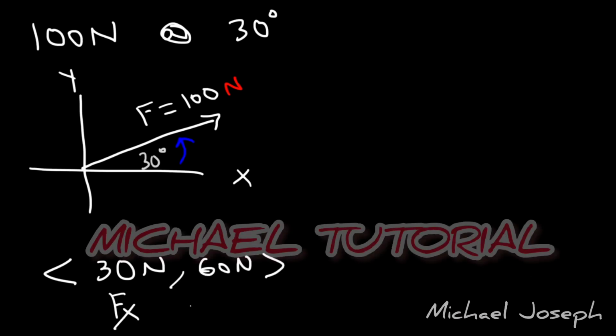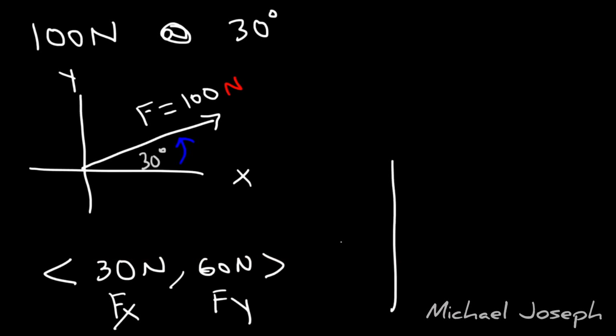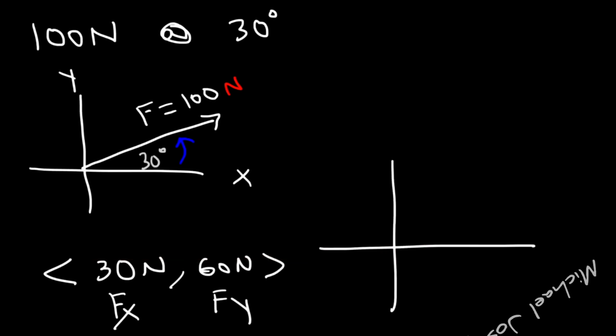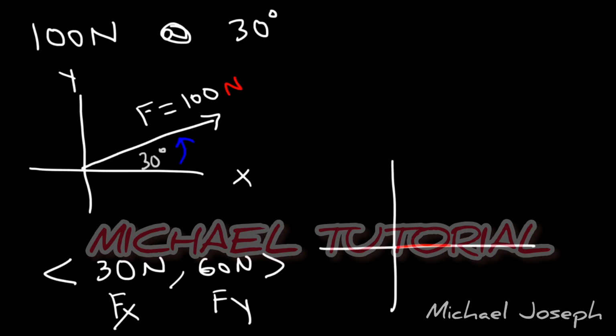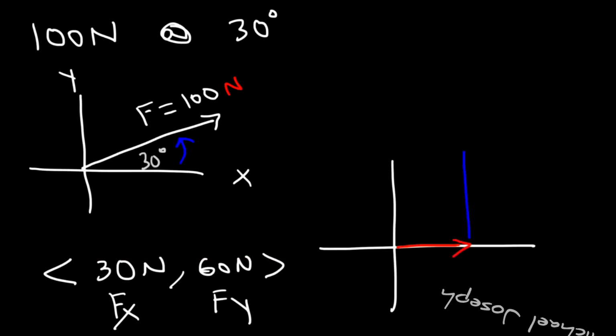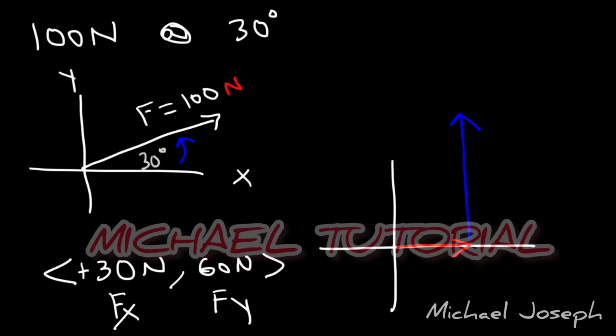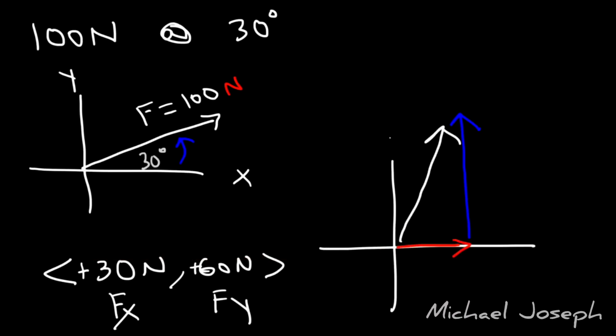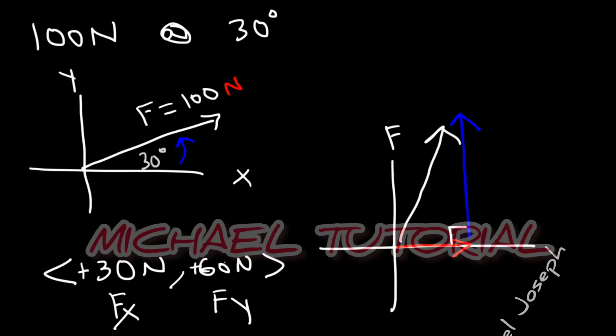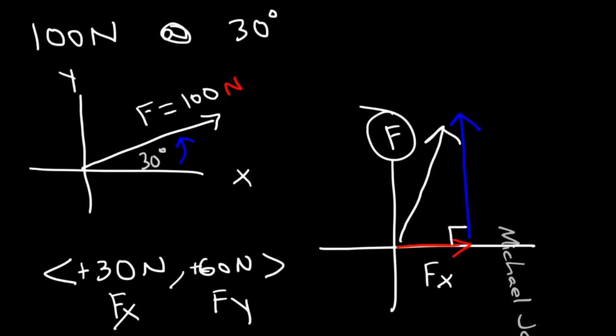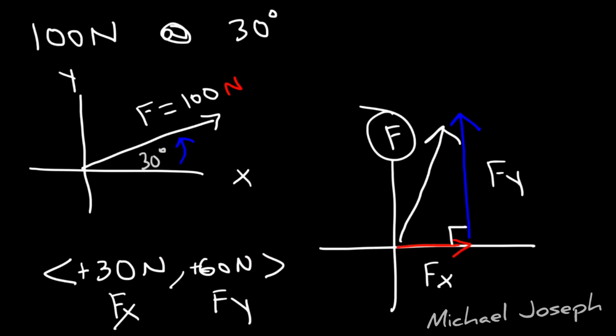So let's call this Fx and Fy. In the graph, it looks like this. So let's say the red line is Fx, it's 30, and the blue line is Fy, which is 60. So it's twice as long. But because both are positive, they're both in quadrant 1. So this is F. The hypotenuse of the right triangle is the actual vector, and this is Fx, the x component of F, and this is Fy, the y component.